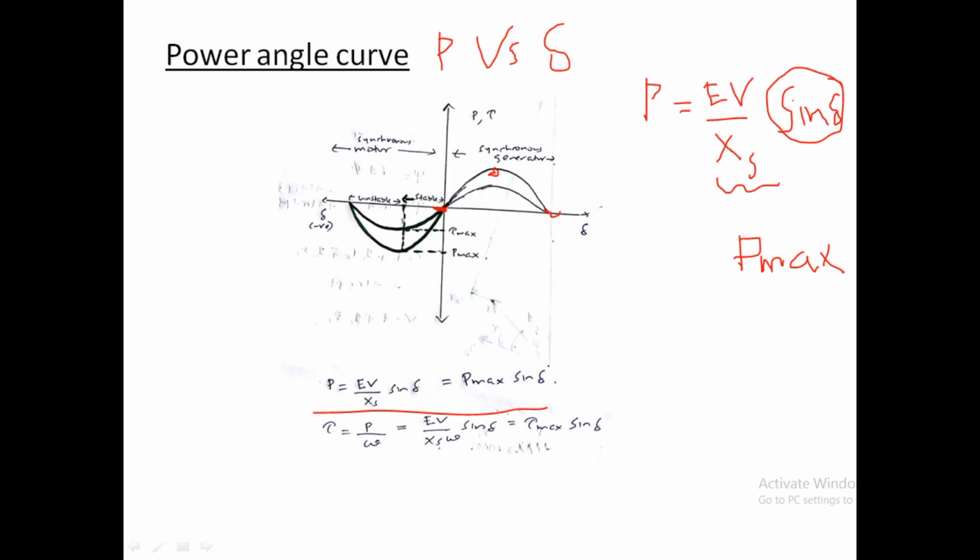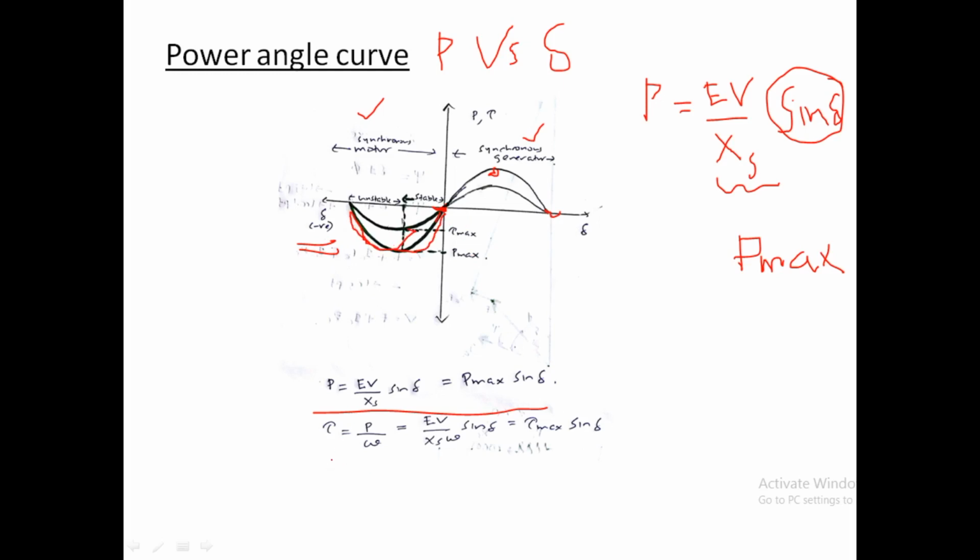Now for a motor, delta is negative. So we have to draw on this side. This curve is for the generator, but this side is for the motor. So you will draw in this negative side. On this side, delta is negative and it is sinusoidal only. So you will get a sinusoidal curve.